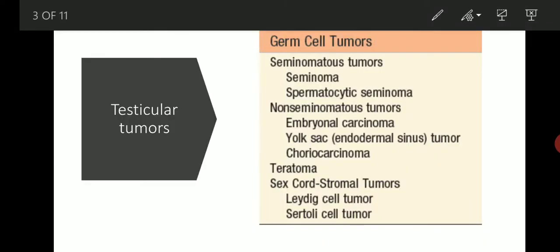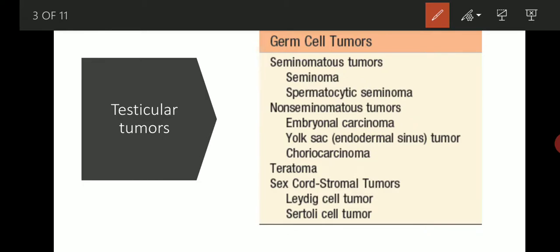This is the classification of the tumors of the testis. In fact, lymphomas and metastatic carcinomas can also occur in the testis, but the most common tumors that you encounter in testis are derived from the germ cells or the stromal or Leydig cells. So we will focus our discussion on the germ cell tumors and the sex cord stromal tumors.